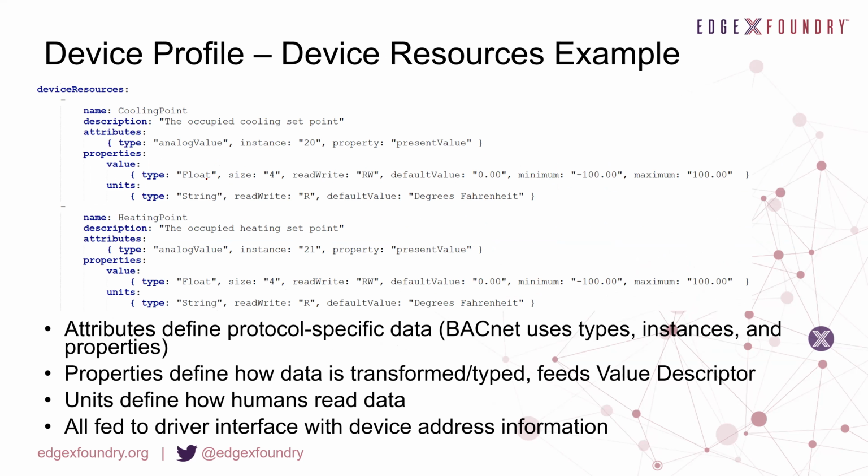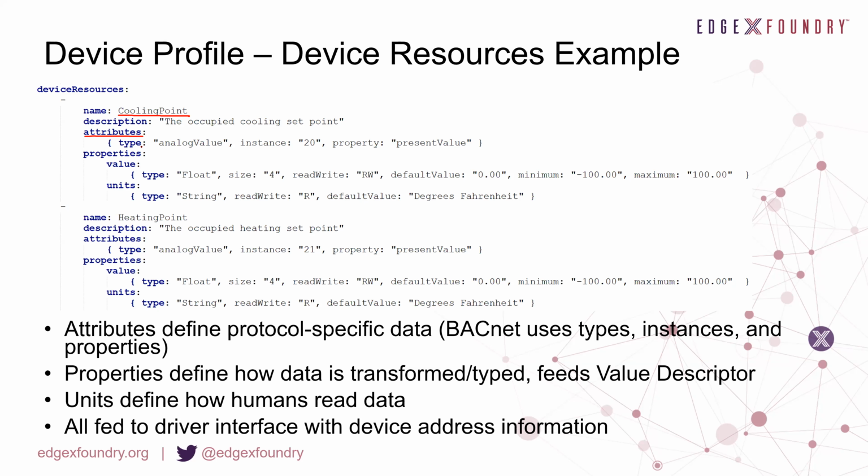And now we're down to the device resources level. This is the third of our 3 components for the profile. And so that cooling point object from the last one maps into this cooling point device resource. Here we have attributes which define our protocol specific data. In this case, BACnet uses types, instances, and properties. For Bluetooth, you might use UUIDs on the BLE. And other protocols will have other specific nomenclature.